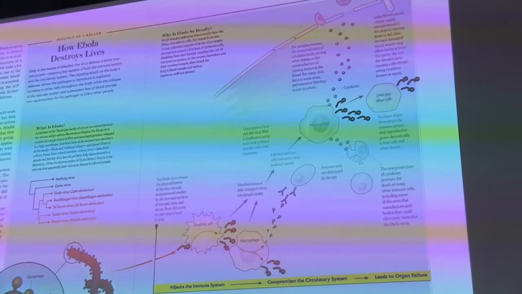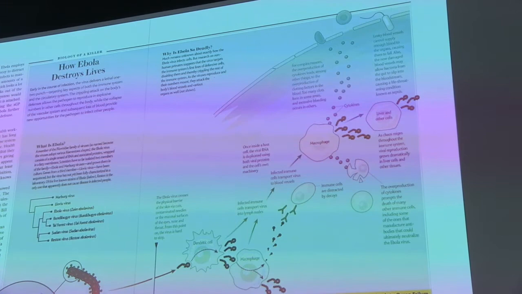I started by inviting the reader in and defining the focus of the graphic with a straightforward illustration of the virus, setting up the scene and nodding to why readers should care with the introductory text. Then folks dive into the microscopic world of a human infected with Ebola to see how the virus is thought to hijack the immune system and compromise the circulatory system, leading to organ failure.